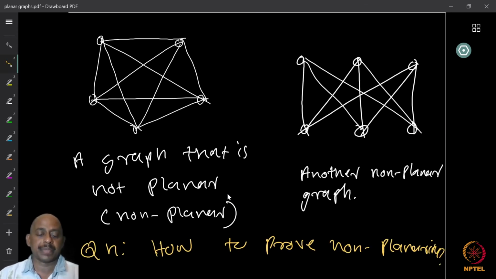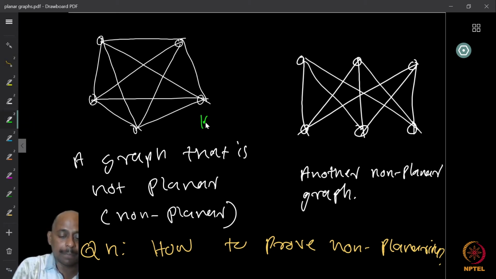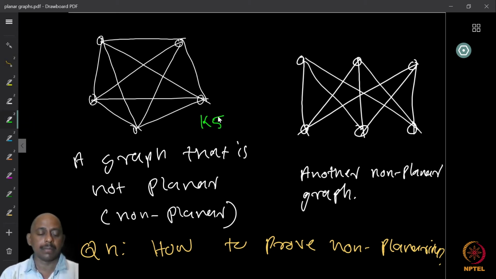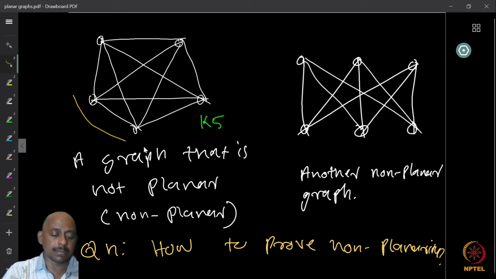Now, here I give you an example of a graph which I claim is not planar, that you cannot find an embedding on the plane where no edges cross each other. Okay, so this is the first graph, the complete graph on 5 vertices, which is K5, and I claim that this graph is not planar.